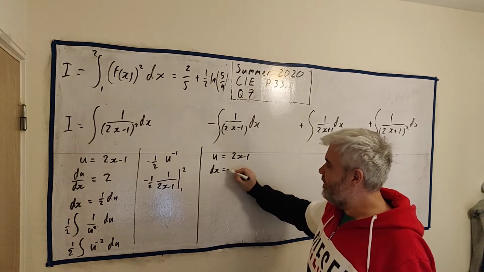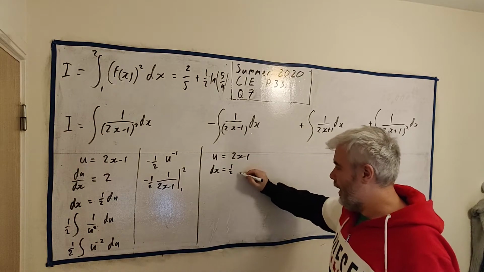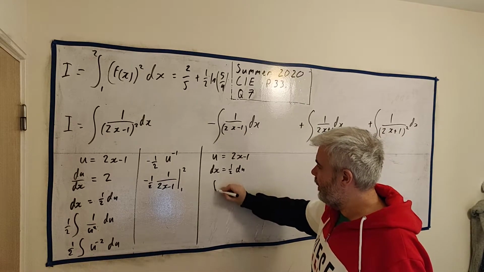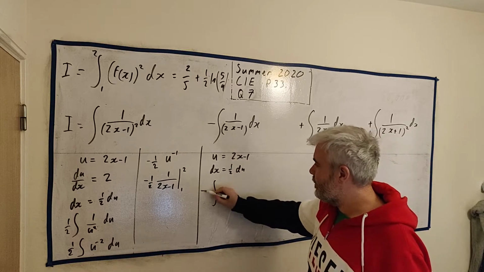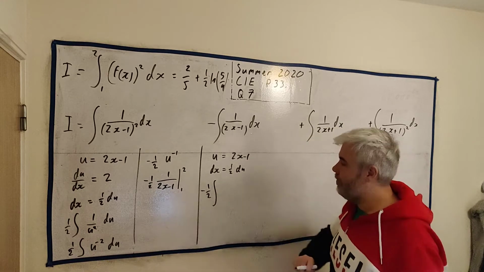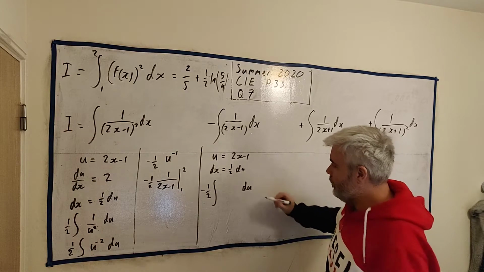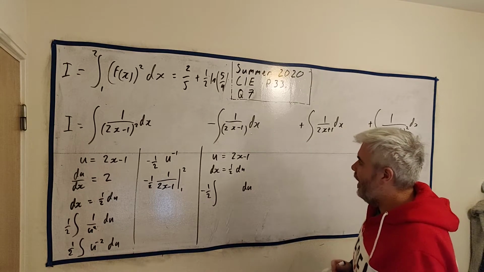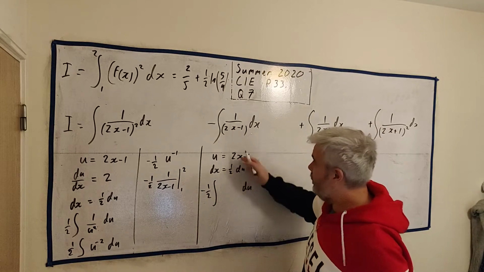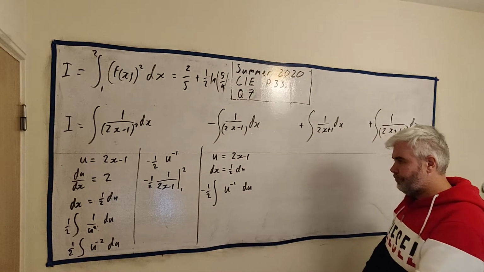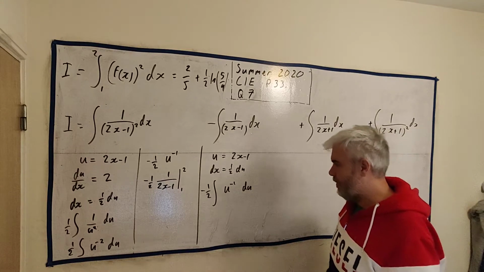I'll get dx is equal to a half du. I'll be able to rewrite this integral as minus, again, the half will appear outside. Dx I'll replace with du and a half. And I'll replace this with a u, or u to the minus 1 will appear here. Or 1 over u is fine as well.